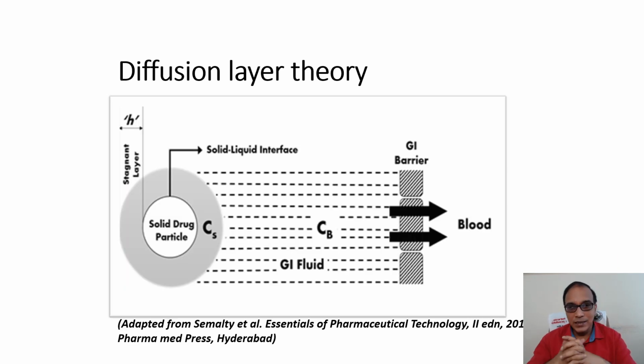As you can see in this figure, it is clearly shown that a solid drug particle is there and around it a stagnant layer is formed, which is having a thickness of h. The saturation solubility Cs is indicated here, and the drug is slowly diffusing from this stagnant layer to the bulk of the GI fluid, and then it is going for the permeation. So diffusion layer theory can be explained by this diagram. You must draw this diagram whenever you are answering the theories of dissolution. Okay.